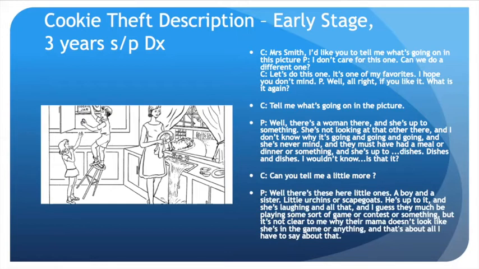Patient: Well, there's a woman there and she's up to something. She's not looking at that other there, and I don't know why it's going and going and going, and she's never mind. And she must have had a meal or dinner or something, and she's up to dishes and dishes. I wouldn't know. Is that it? Clinician: Can you tell me a little more? Patient: Well, there's these here little ones, a boy and a sister, little urchins or scapegoats. He's up to it, and she's laughing and all that. And I guess they must be playing some sort of game or contest or something, but it's not clear to me why their mama doesn't look like she's in the game or anything. And that's about all I have to say about that.